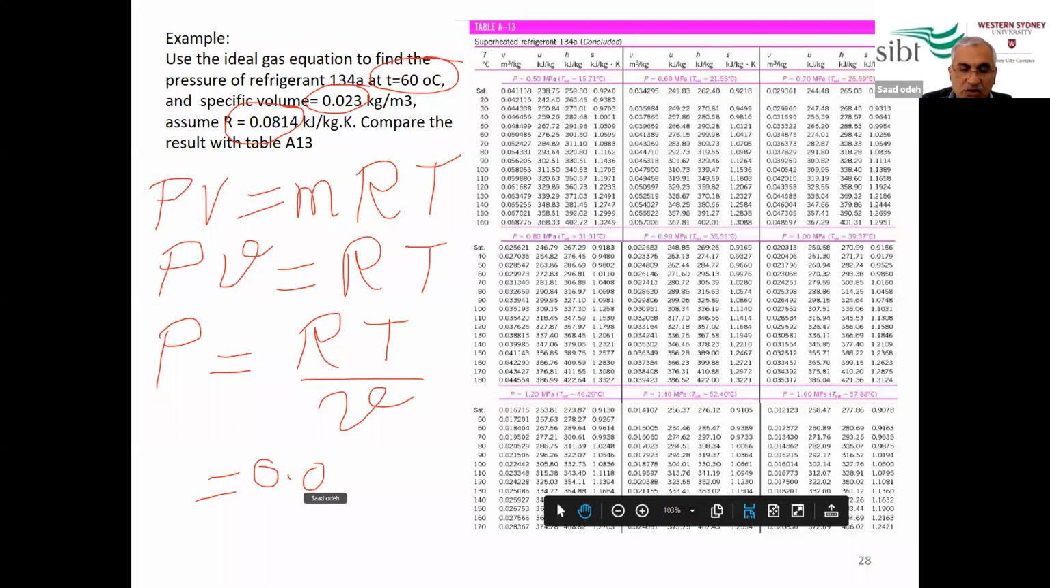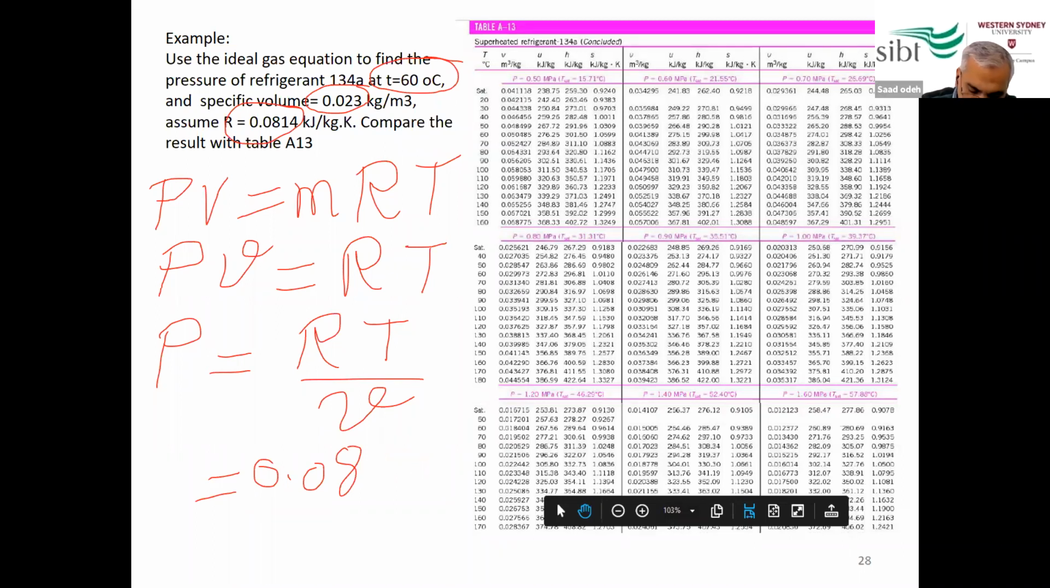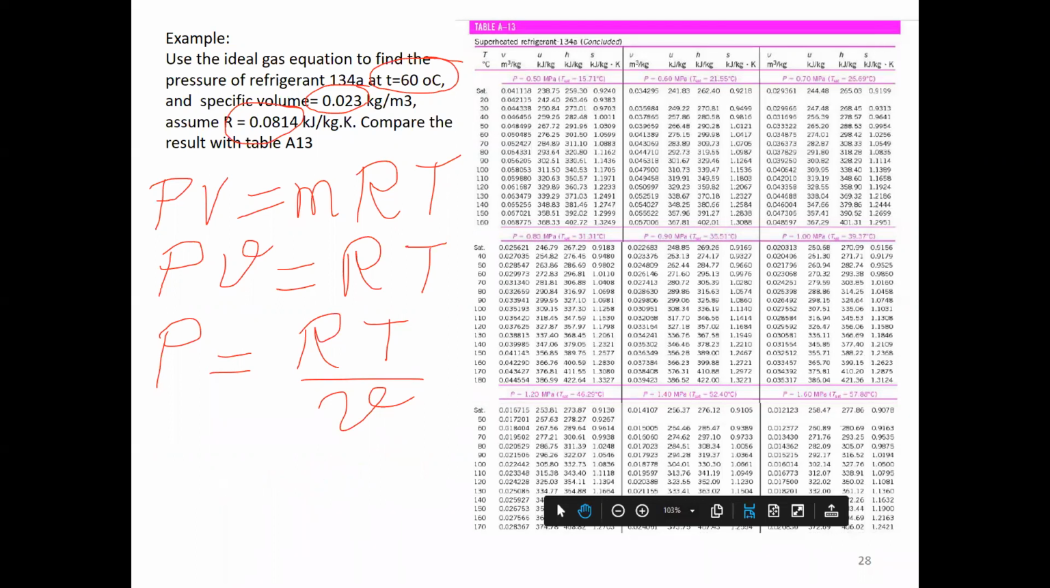So make sure that when you use the ideal gas equation, when you find T capital here, T capital most likely represents Kelvin. Kelvin, okay. So we're going to do it now in Kelvin. 333.